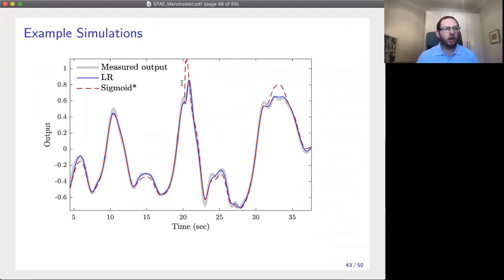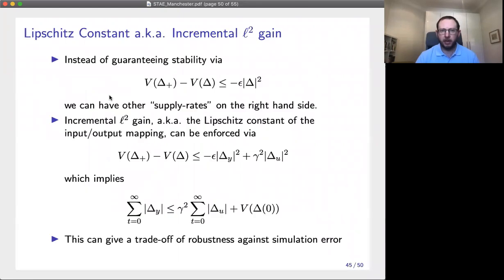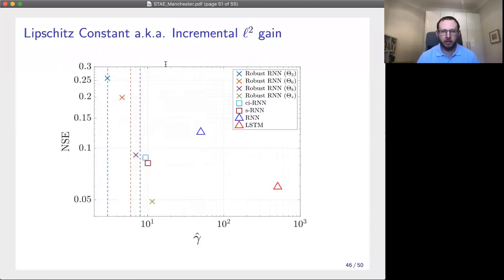Okay, so I'm mindful of time. I will just very briefly run over some possible extensions and then conclude, and then we can come back to those. I'm willing to stay on afterwards, but I understand people have time limitations. So basically, some extensions we can look at are having Lipschitz constants and incremental L2 gain conditions on the model, as well as just stability. And we can show that we can get a trade-off between robustness and simulation error.